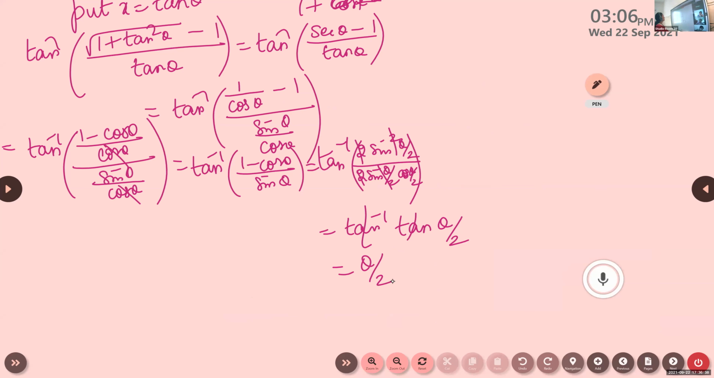And what is theta? This theta is tan inverse of x, isn't it? We put x is equal to tan theta, so the answer is half of tan inverse of x.